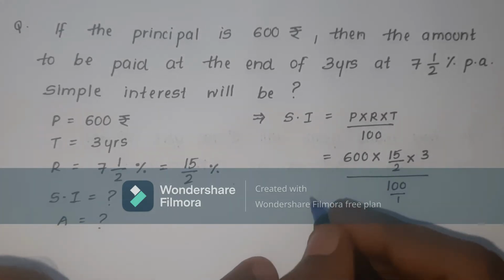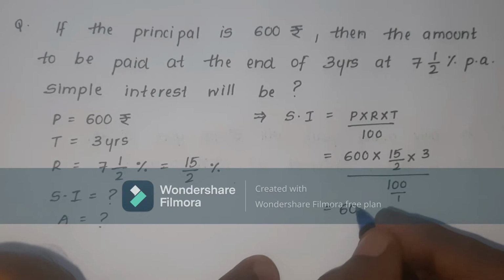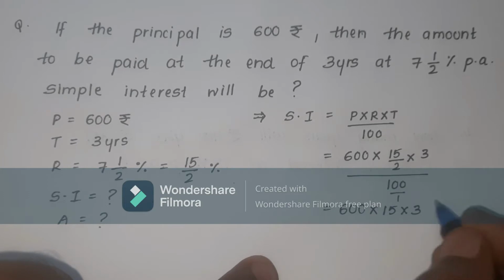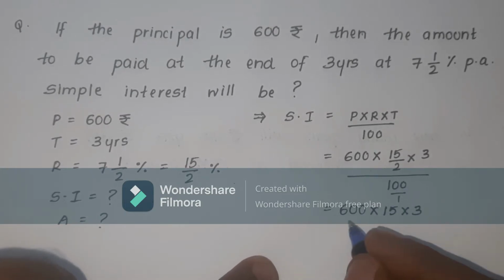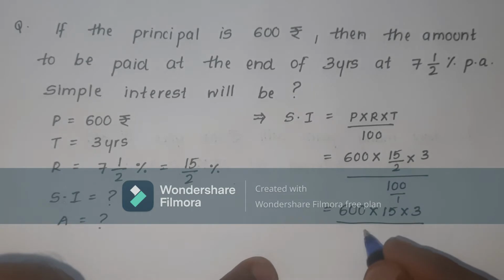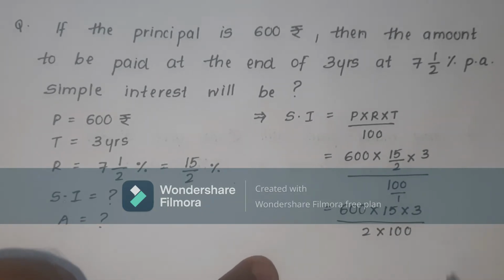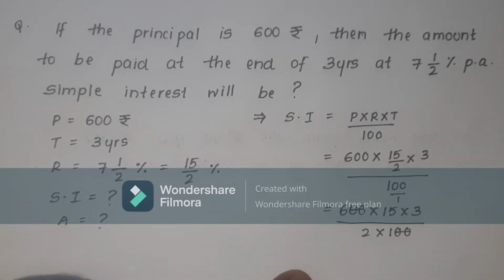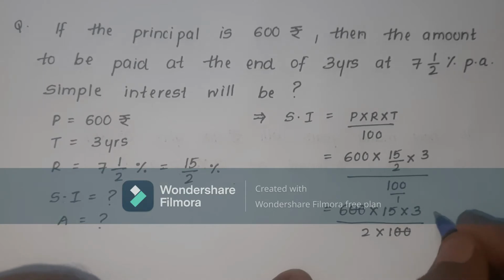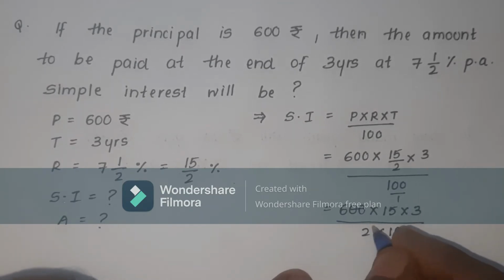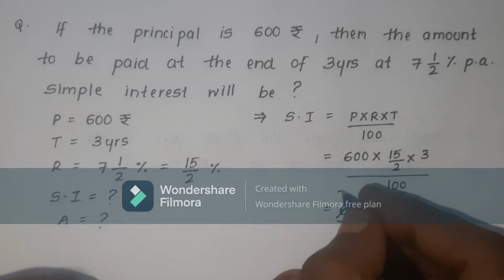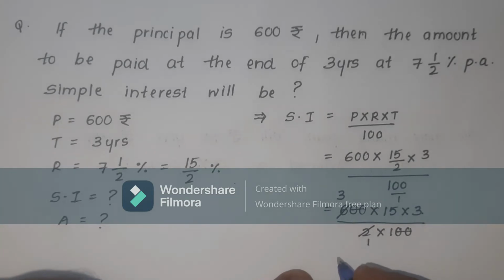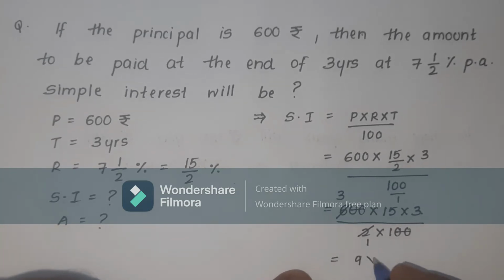So let us simplify. It will become, student, 600 into 15 into 3 into 1, which you can mention if you want, otherwise it doesn't matter. At the same time the denominator is here, so 2 into 100. So let us simplify. The 2 zeros cancel in the numerator with 2 in the denominator, right, student? Now if you see, 2 ones are, student, 2 threes are. Now you know well, student, 3 threes are 9, so we will say it is 9 into 15.